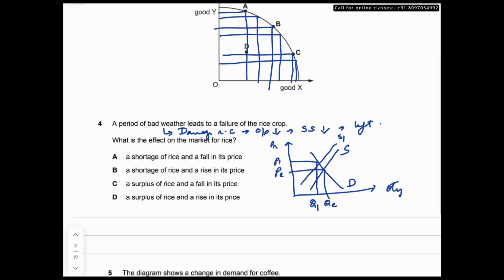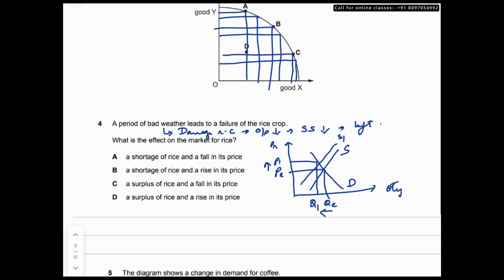What has happened to the price? It went up. What happened to the quantity? It fell. Correct? Now, what happens at the equilibrium price PE when the curve has shifted from here to here? We see that there is a shortage in the market.